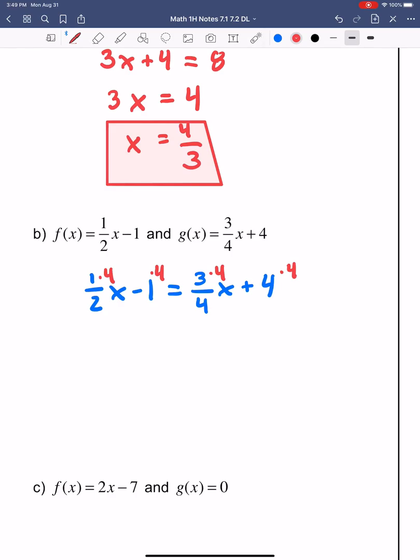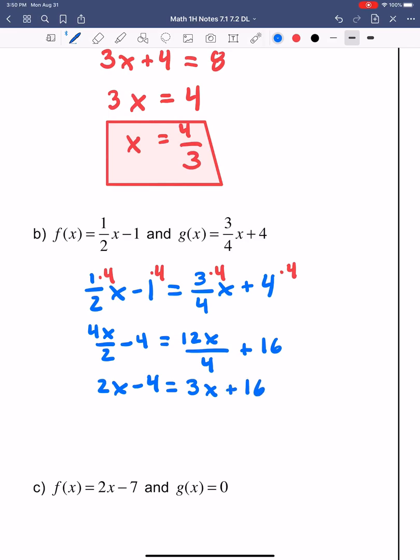Okay. So then it ends up looking like this: 4x over 2 minus 4 equals 12x over 4 plus 16. And all my fractions should disappear here, and that looks like it does happen. So 2x minus 4 equals 3x plus 16. Okay.